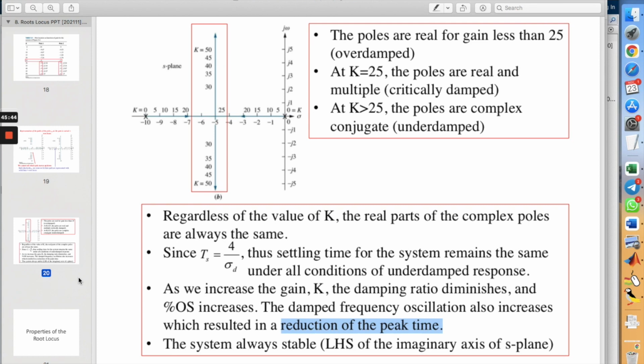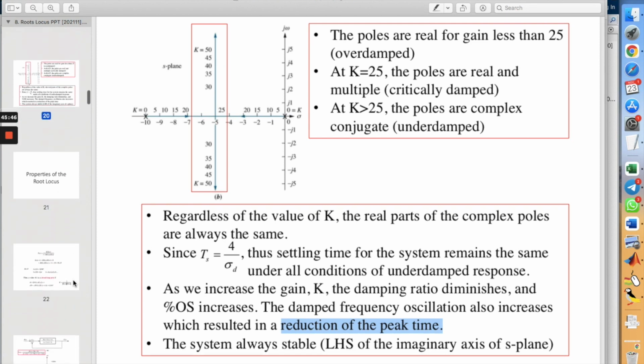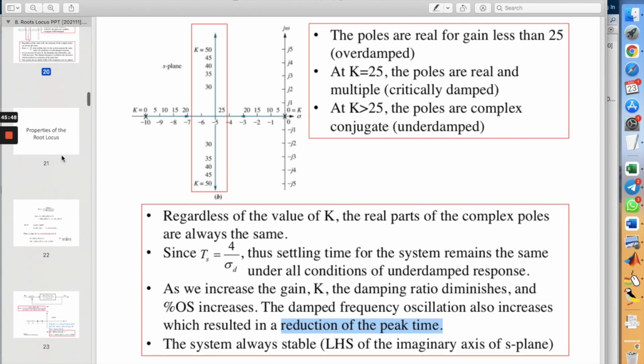Okay, next, let's see some properties of the root locus.